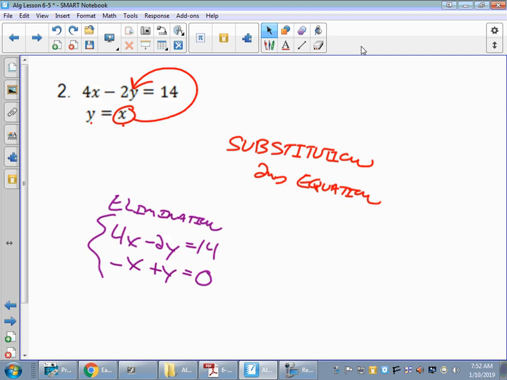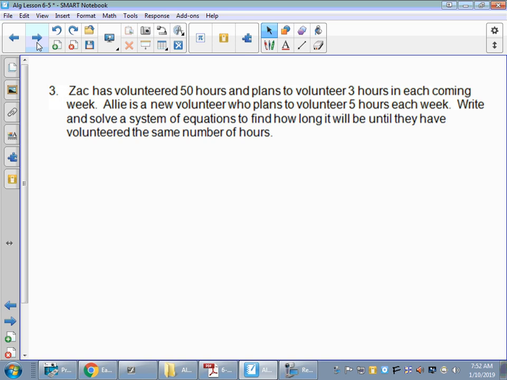So I think substitution would be the fastest way on that one. All right, now let's actually solve a couple of these with the word problems. So in this one, number 3, Zach.